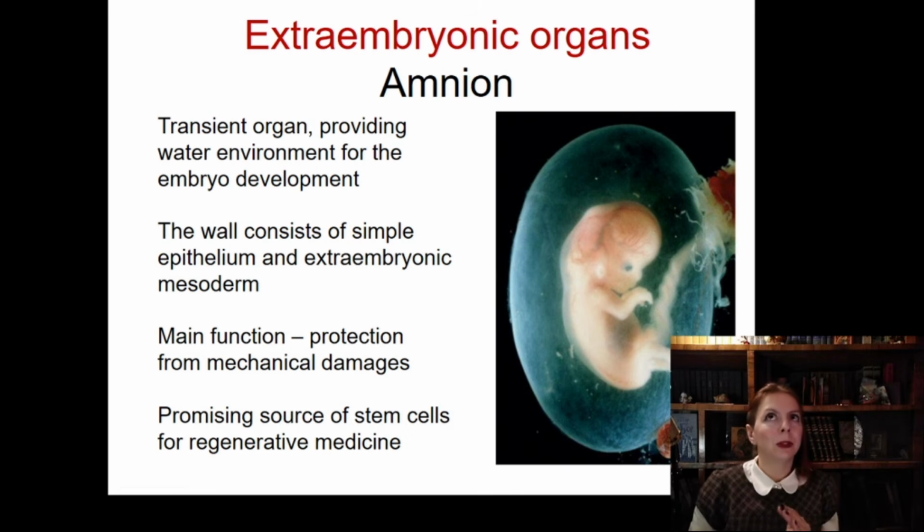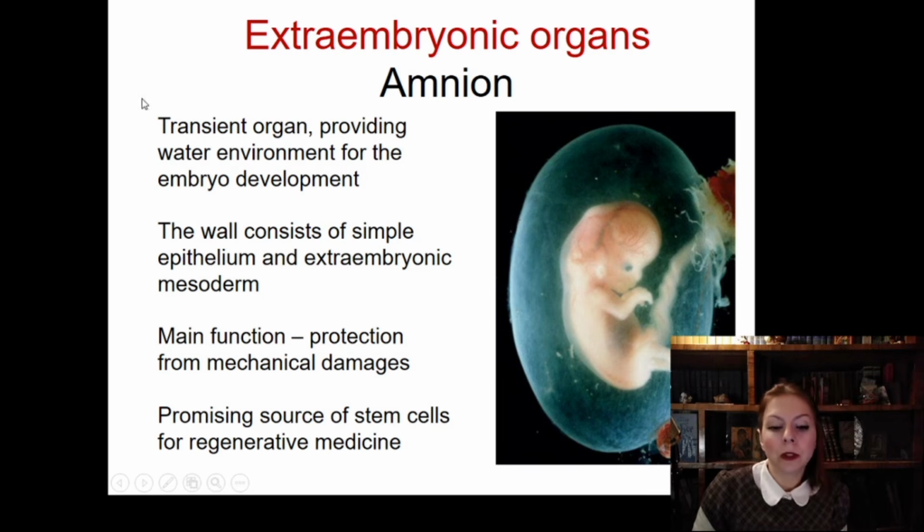Amnion. What is the amnion? And information about all the internal organs. Amnion is a transient organ providing the water environment of the embryo. It also absorbs the shock and facilitates the movement of the embryo.